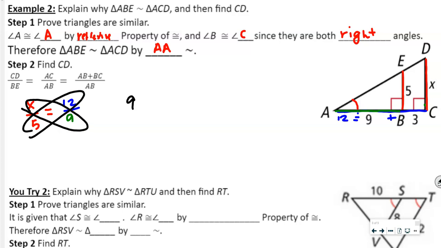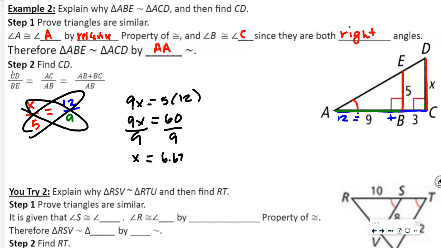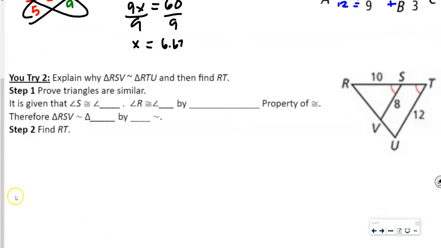So we're going to have 9x is equal to 5 times 12. So 9x is equal to 60. Divide both sides by 9. So our x here is equal to 6.67. Okay, now you can double check that by doing 6.67 over 5 and seeing if that's the same as 12 over 9 when you reduce it, okay? So let's see if you guys can do this. You try right here. Pause the video and then come back to me when you're done.